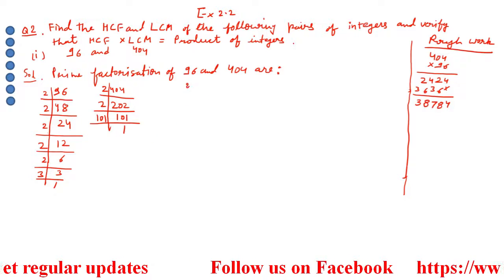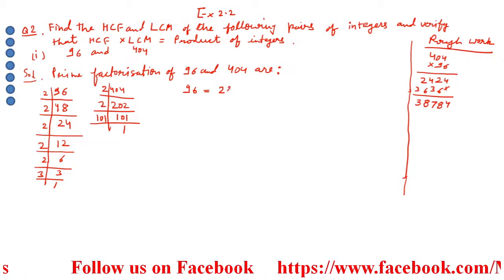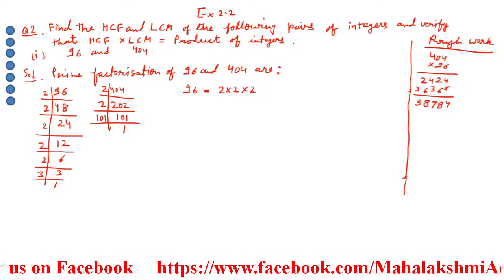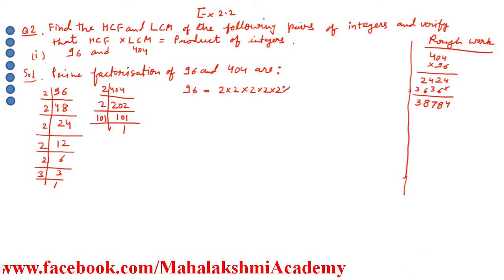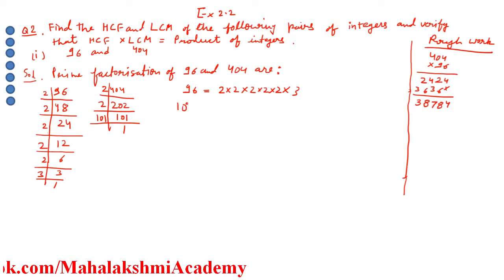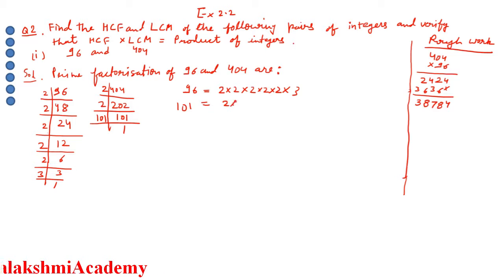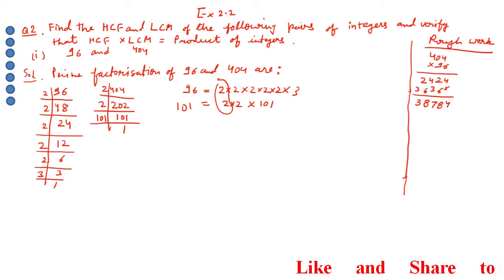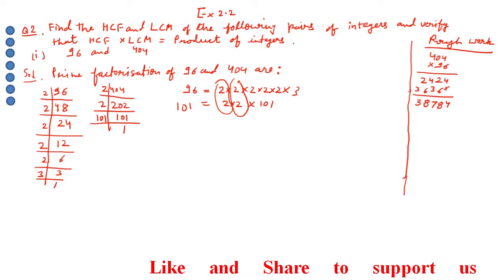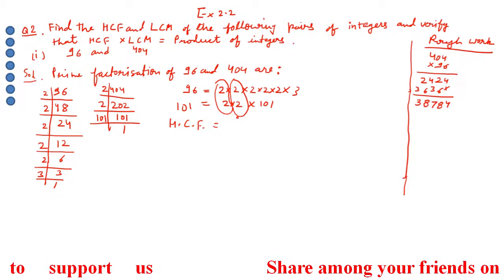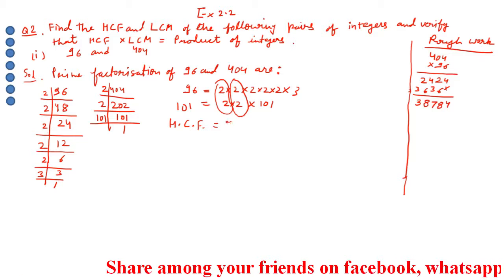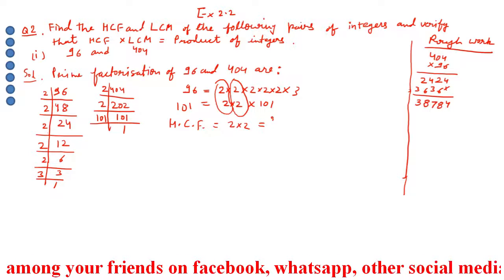So what we obtained is 96's prime factors are 2 multiplied by 2 multiplied by 2. How many times is 2 there? 1, 2, 3, 4, 5 times. So 2 five times, then 3. Then for 404 it is 2 multiplied by 2, then multiplied by 101. So first we make the pairs of like factors. When we make the pairs of like factors, this is in the one pair and this will come in the second pair. So for the highest common factor, for all these ovals, only one number will come out. So the highest common factor is 4.